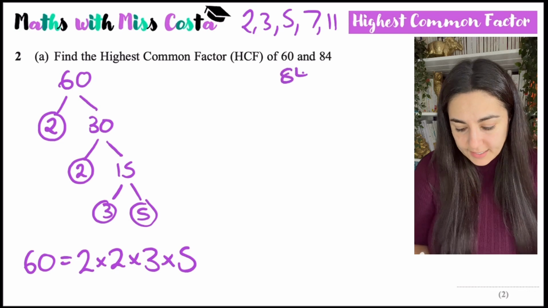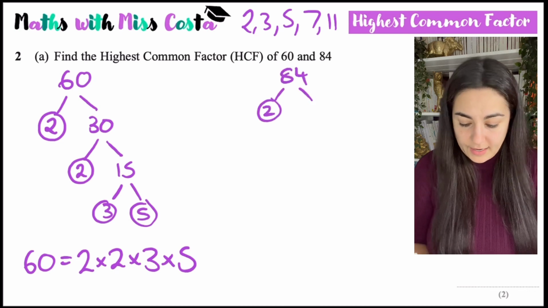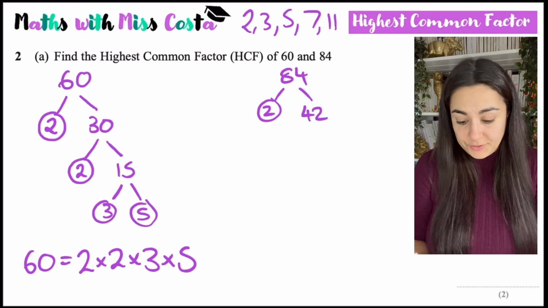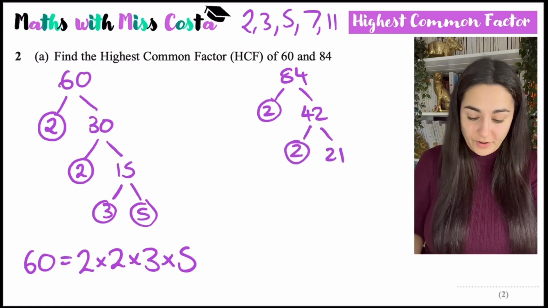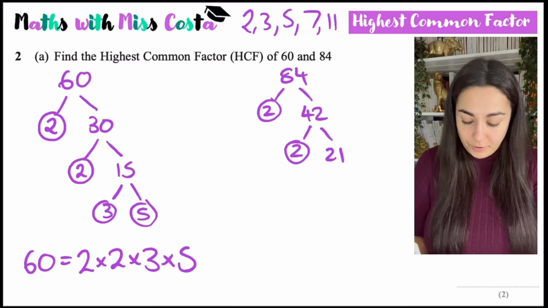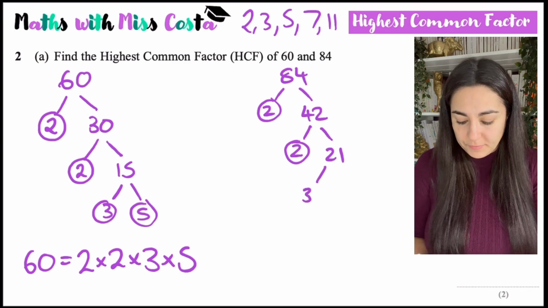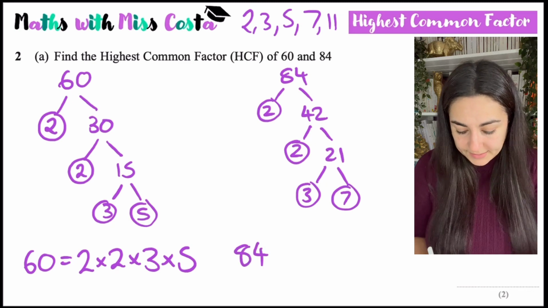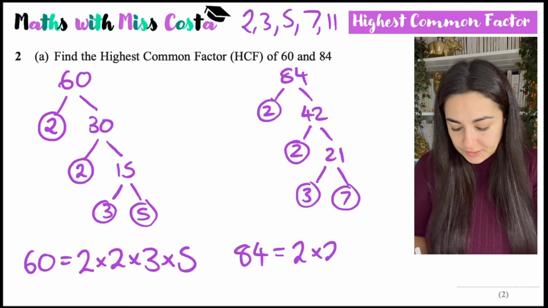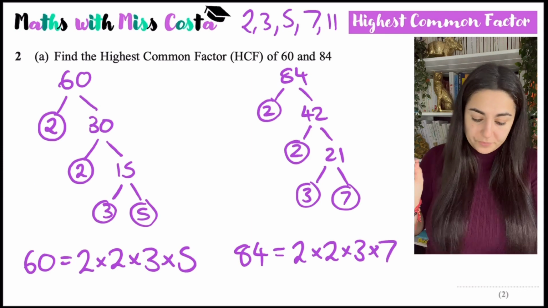So 84, again, start with 2 and 42. Let's try it by 2 again, 2 and 21. Remember, I'm circling every time I get to a prime number, and 21 is made up of 3 and 7. Okay, so 84 expressed as a product of its primes would be 2 times 2 times 3 times 7.